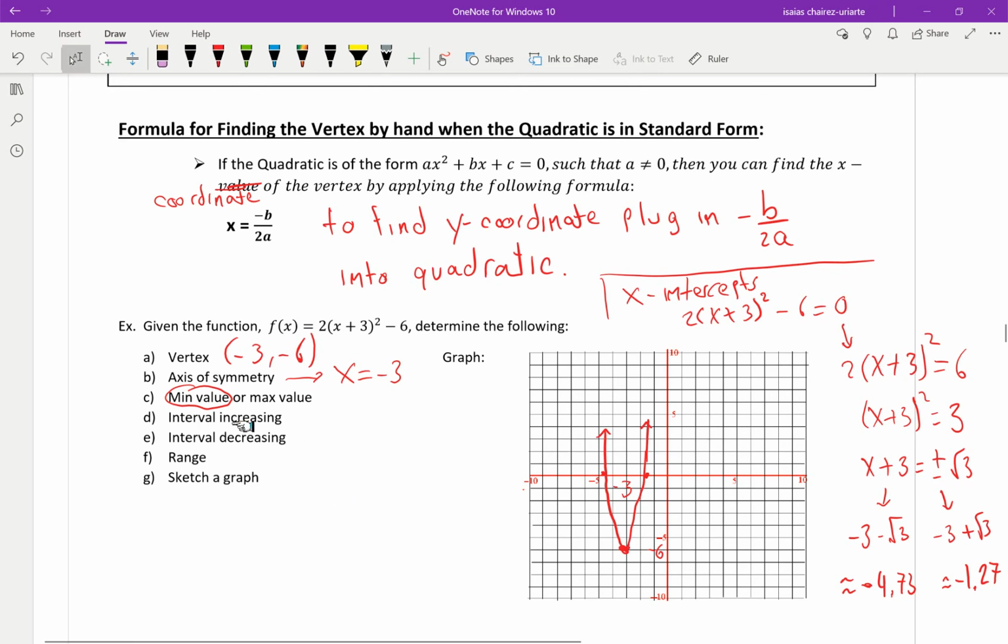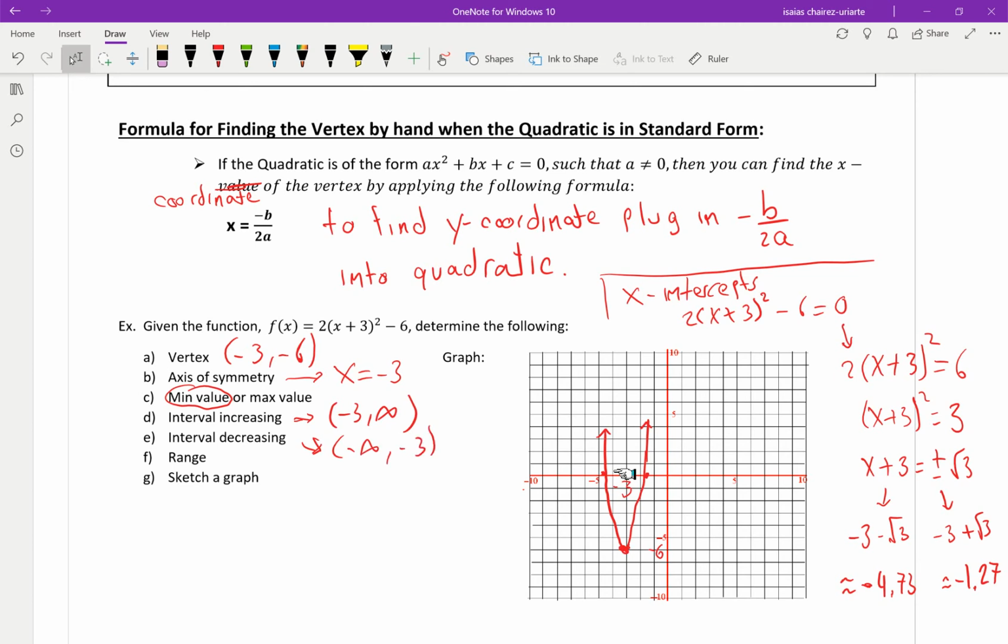Interval where my graph is increasing or decreasing. Well, my graph is increasing from negative 3 to positive infinity. That's where my graph is going upwards. So it's increasing from negative 3 to positive infinity, and my graph is decreasing from negative infinity all the way to negative 3.